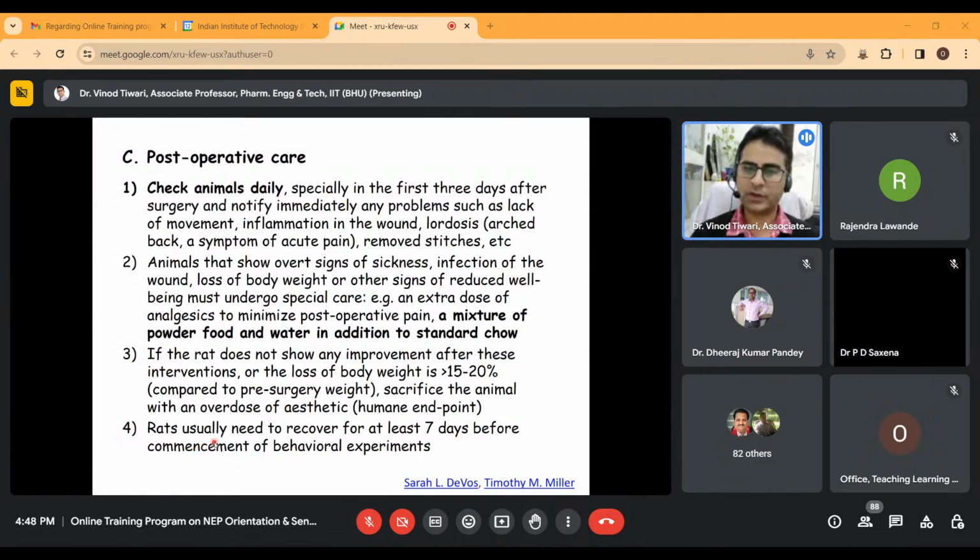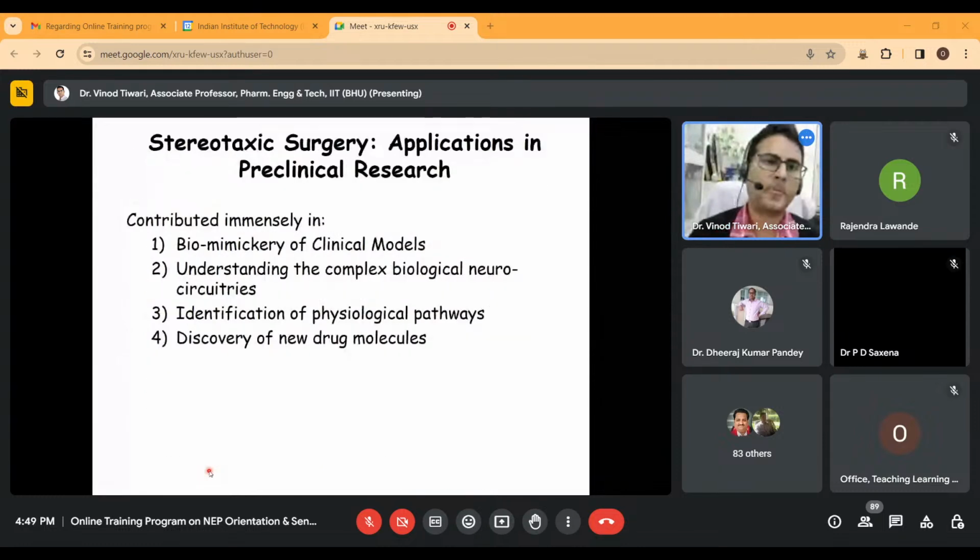And then rats usually need to recover for at least 7 to 10 days before you start any behavioral studies on these animals. If you're working on learning memory, like Alzheimer's disease, then there are certain behavior experiments by which you can check whether the learning and memory of the animal is good or bad. In a similar manner, if you're working on Parkinson's disease, which is another neurological disorder, जहाँ पे पेशेंट्स के हाथ पैर कांपते हैं, मोटर कोऑर्डिनेशन इंपेयर हो जाता है, उसके लिए अदर बिहेवियर टेस्ट हैं. तो वो सब करने के लिए आपको वेट करना पड़ेगा जब तक आपका एनिमल थोड़ा सा रिकवर ना हो जाए, 7 to 10 days.